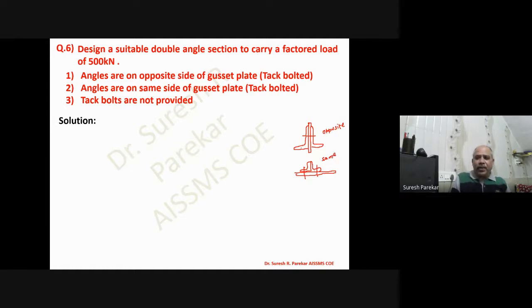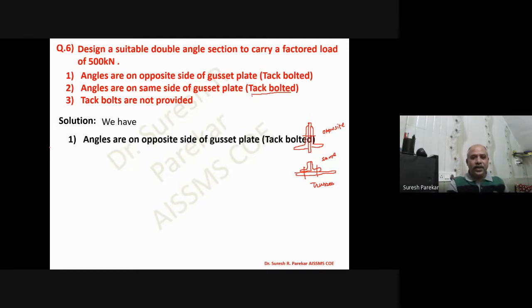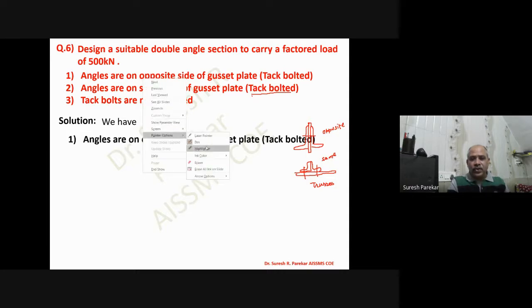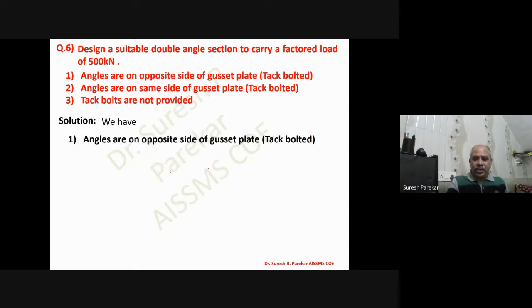Now what does tack bolt mean? We have these angles on trusses, and these angles are going to connect. If there are two angles, then you should have your bolting along the length of the member also, so that both angles will act together as a composite, and therefore we have to provide this tack bolting. And then we have the case where tack bolts are not provided. Now we will start with angles on opposite sides of the gusset plate. We are going to use these angles on opposite sides of the gusset plate.